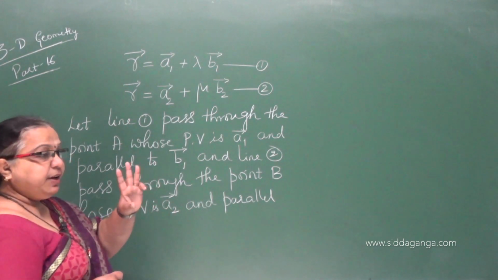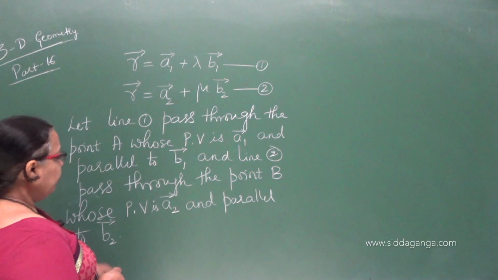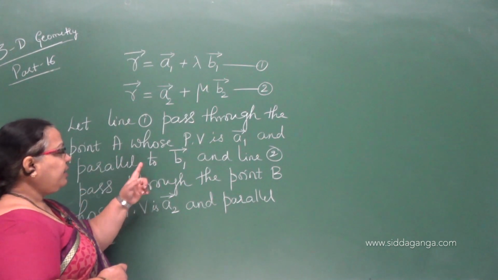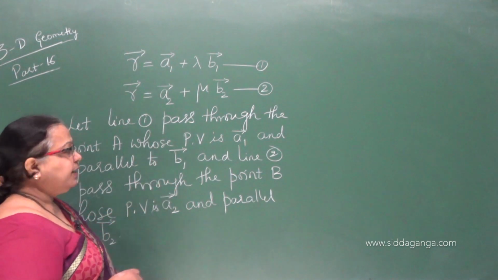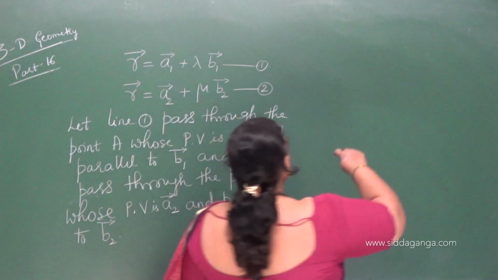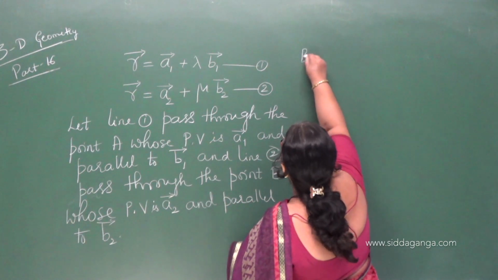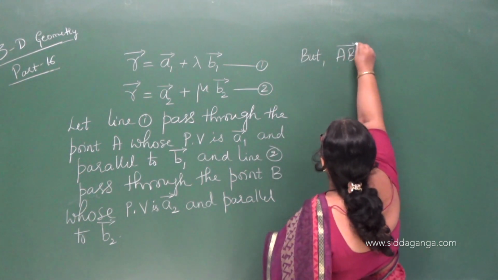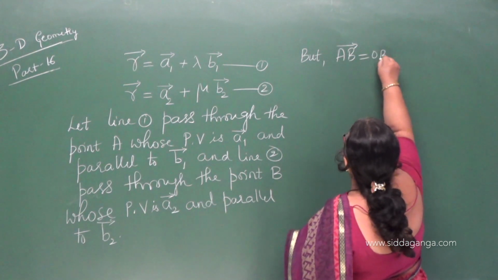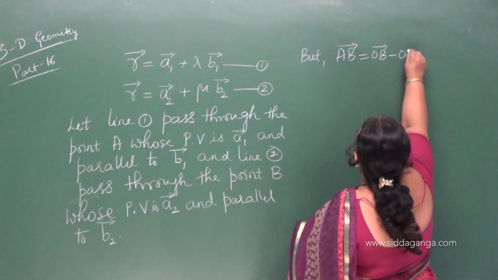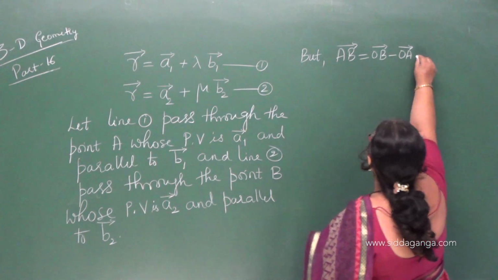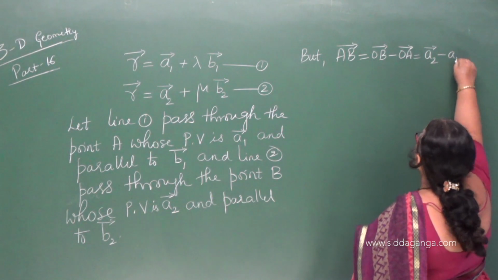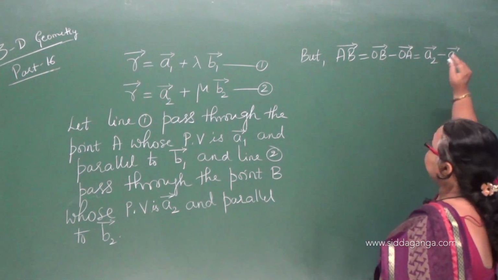So now we have three vectors: one vector AB, another vector b1, and another vector b2. Now vector AB, you write this in terms of the position vectors, that is OB minus OA, which is equal to vector a2 minus vector a1.